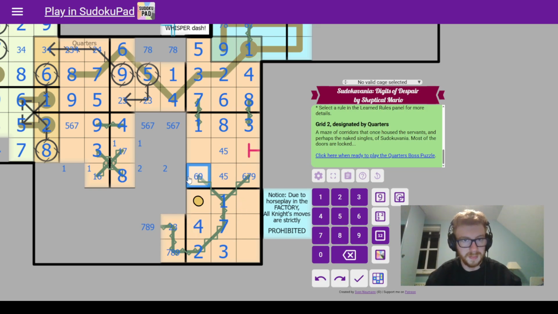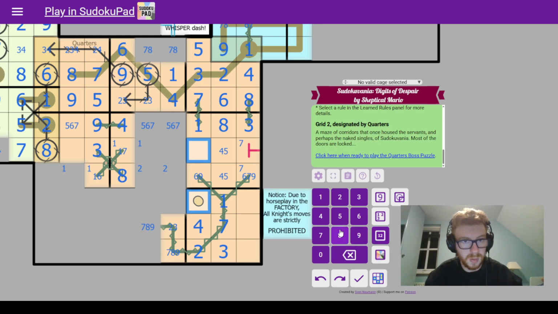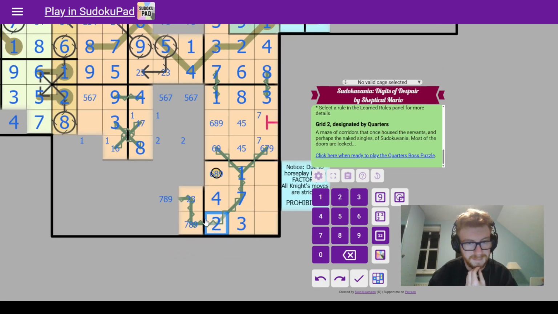But that's not a 7. One of these is a 7. That cannot be a 5. What am I missing here? It is 1, 2, 3, 4, 5, 6, 8, 9. 6, 8, or 9. And I feel like that's another Easter egg type thing. That can now not be a 7.